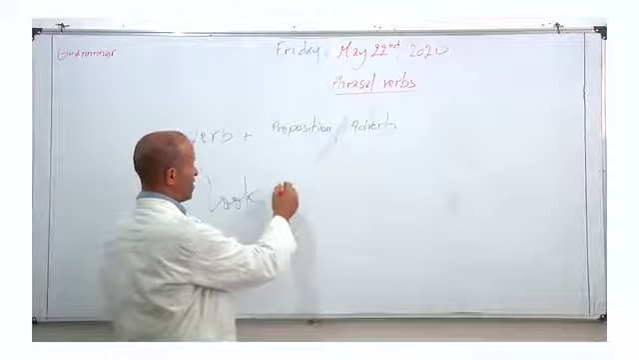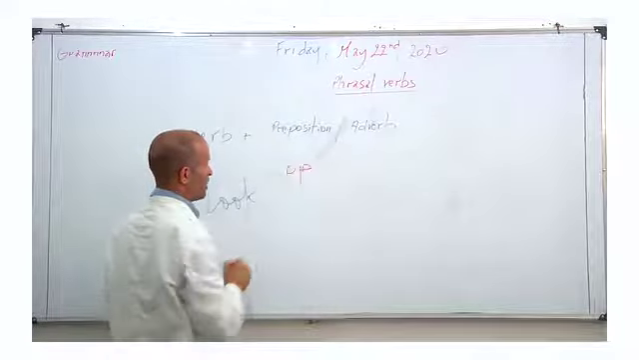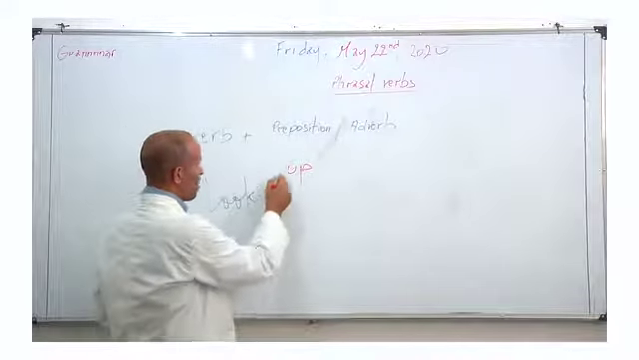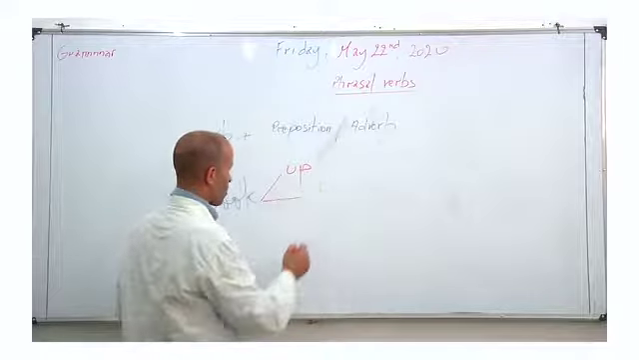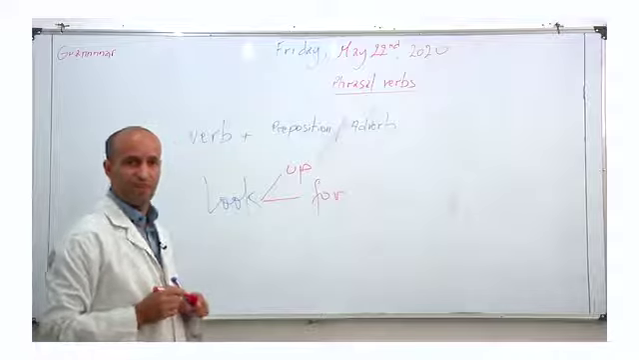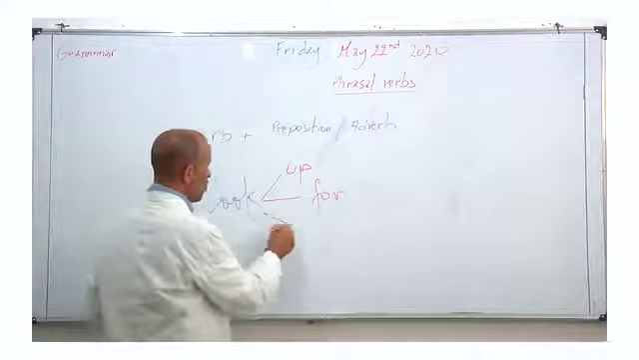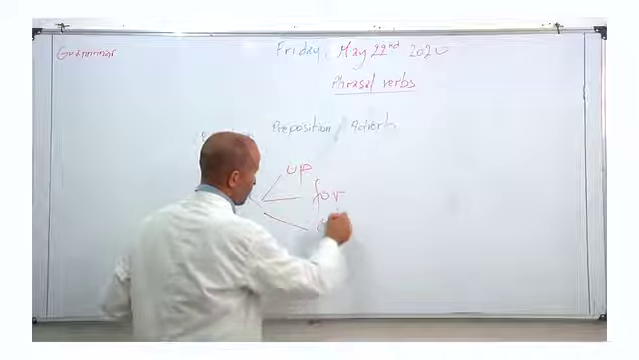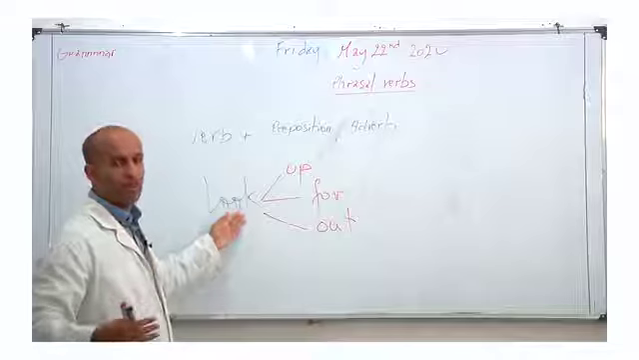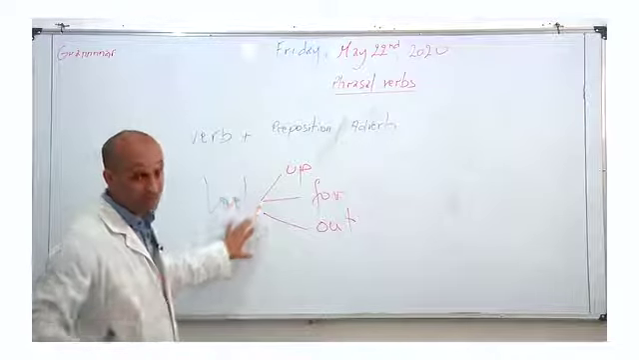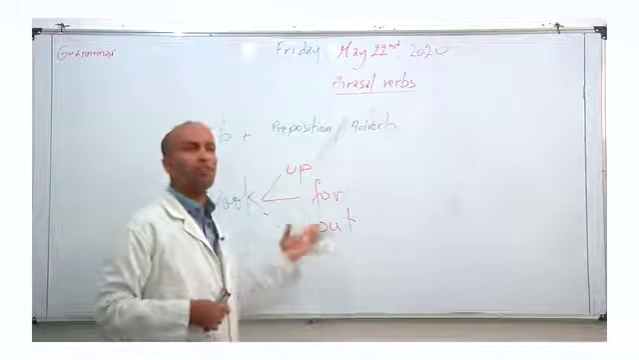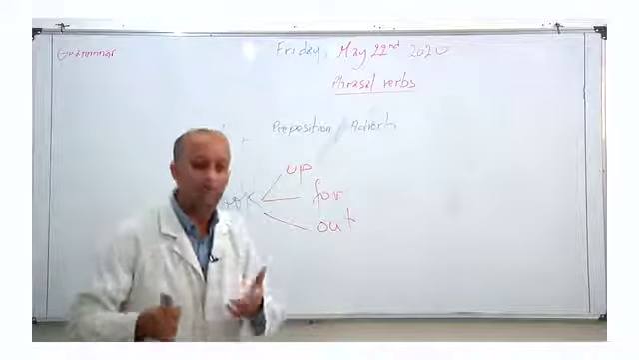If I add a preposition like up, or I can add for, or out. So here we have three phrasal verbs. They have different meanings. And to understand them, we need to read these verbs in context.